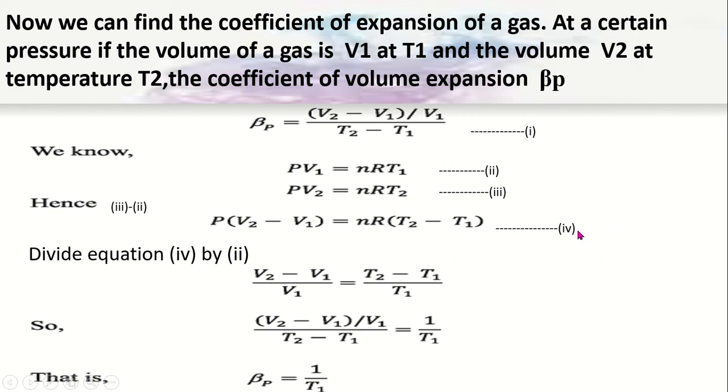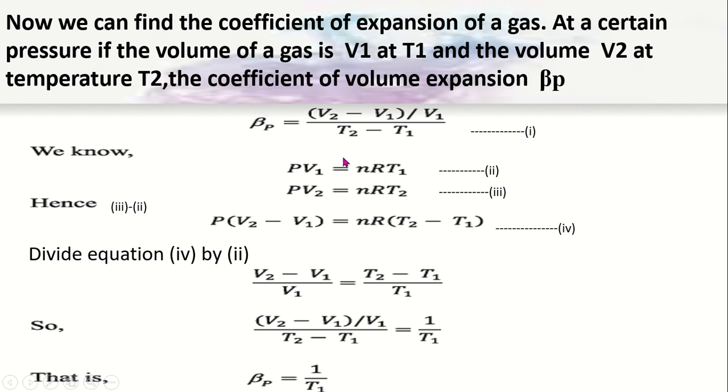Now we will divide equation 4 by equation 2. Okay, then what will happen? P(V2 minus V1) divided by PV1, then P will be cancelled out, then what will remain? (V2 minus V1) by V1, and here nR will be cancelled out, so (T2 minus T1) by T1 will remain. So from here this (T2 minus T1) we can take this portion. Okay, but this is equal to beta P, that is the coefficient of volume expansion.